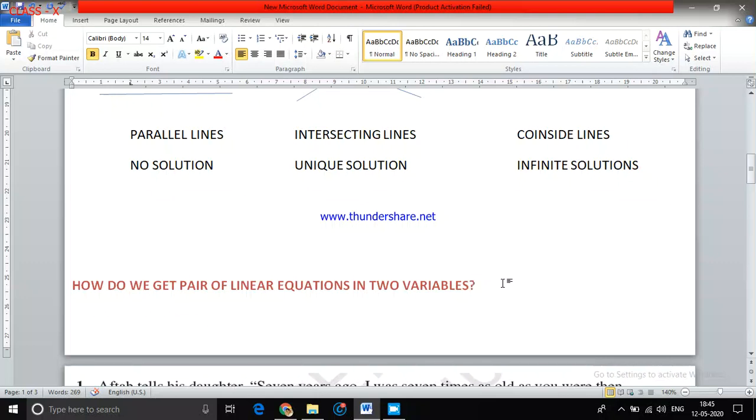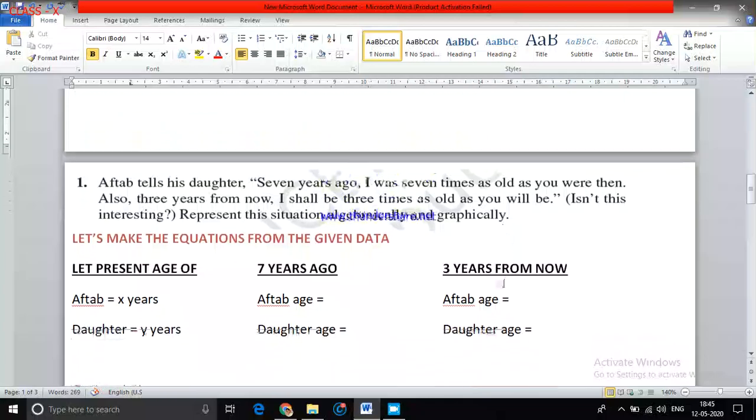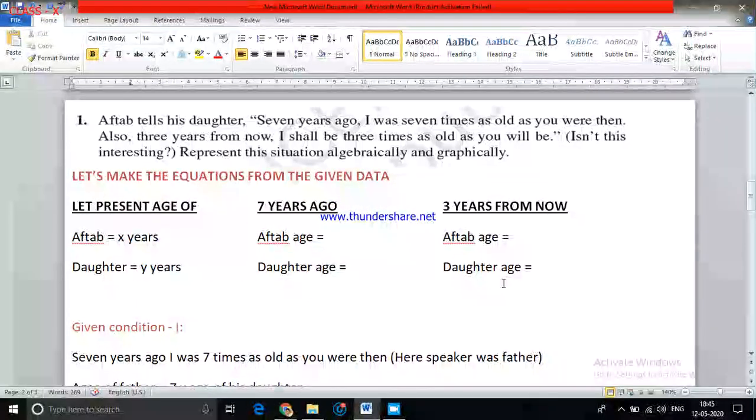How do we get two equations with two variables? That is my first question. Aftab tells his daughter, Aftab is a father speaking with his daughter. So here the speaker is Aftab, or maybe father, we can use any word. What is he saying to his daughter? 7 years ago, means before 7 years, I was 7 times as old as you were then.